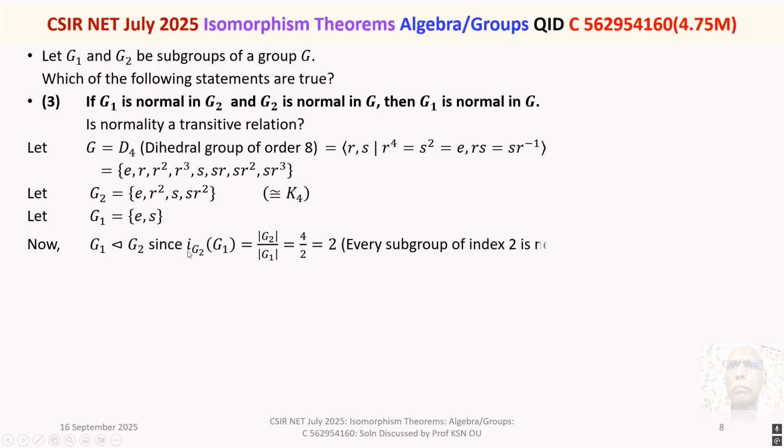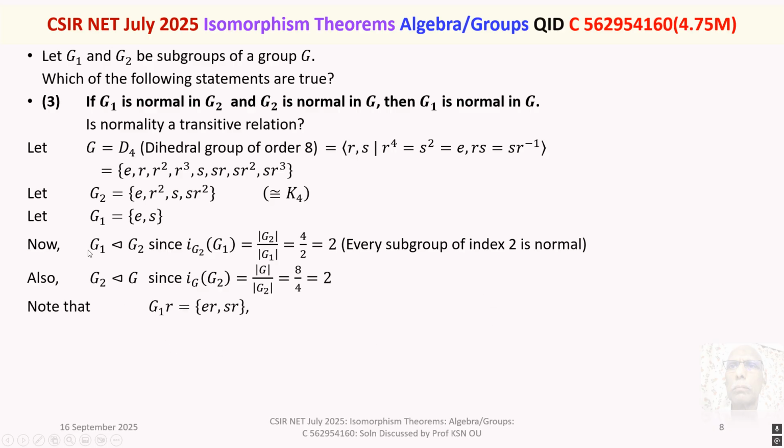So now G1 is a normal subgroup of G2. Why? The index of G1 in G2 is the order of G2 by the order of G1, that is 4 by 2, that is 2. And every subgroup of index 2 is normal. So G1 is normal in G2. Also G2 is normal in G, since the index of G2 in G is the order of G by the order of G2, that is 8 by 4, which is equal to 2. And every subgroup of index 2 is normal, therefore G2 is normal in G.